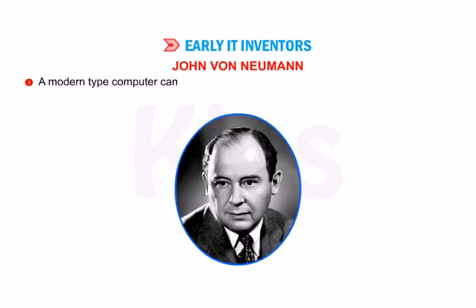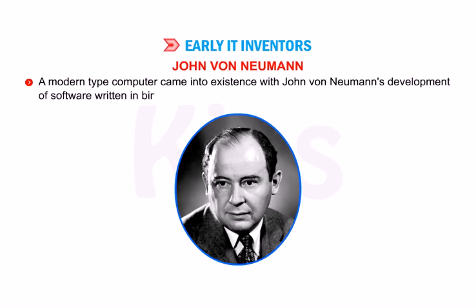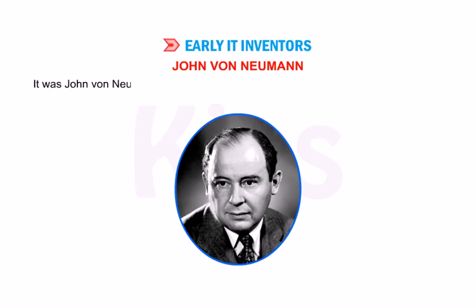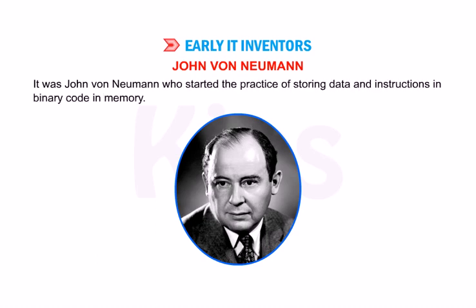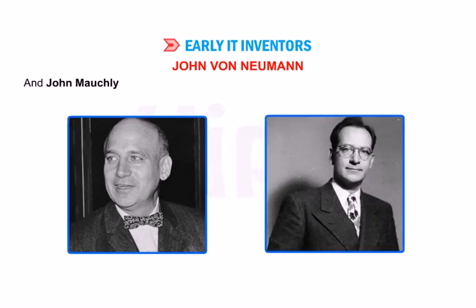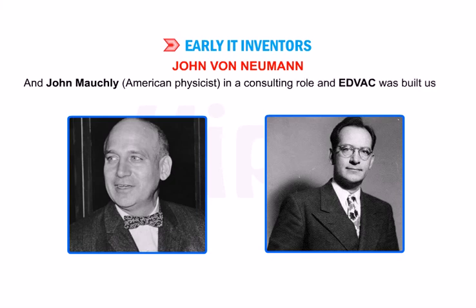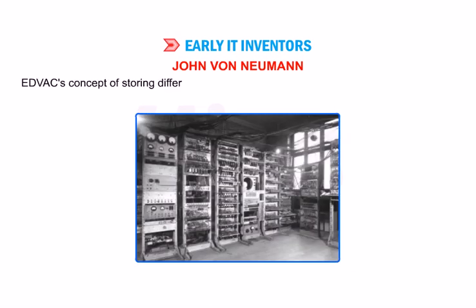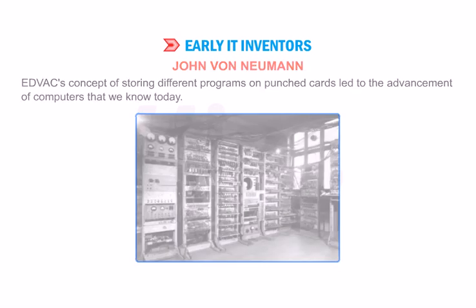John von Neumann. A modern type computer came into existence with John von Neumann's development of software written in binary code. It was John von Neumann who started the practice of storing data and instructions in binary code in memory. Neumann joined hands with Presper Eckert, American electrical engineer, and John Mauchly, American physicist, in a consulting role, and EDVAC was built using binary code in 1950. EDVAC's concept of storing different programs on punched cards led to the advancement of computers that we know today.